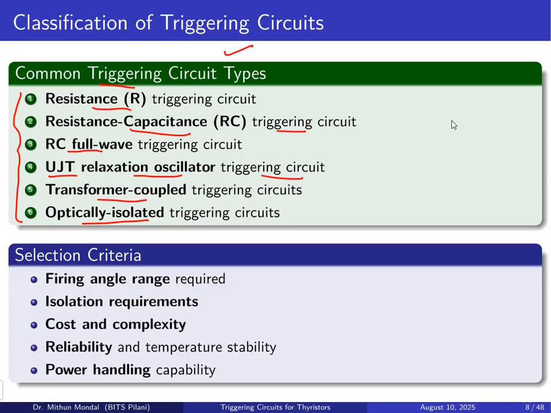These all are gate triggering methods. The selection criteria that need to be followed are: the firing angle range required, and isolation, which is very important. We should focus on the cost and the complexity involved with these methods, whether the method is reliable, temperature stability, and the power handling capability. These selection criteria have to be obeyed to select a proper triggering method.